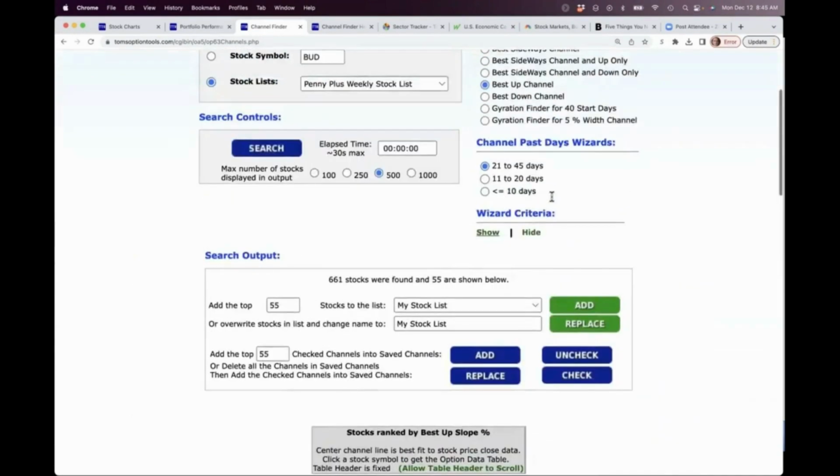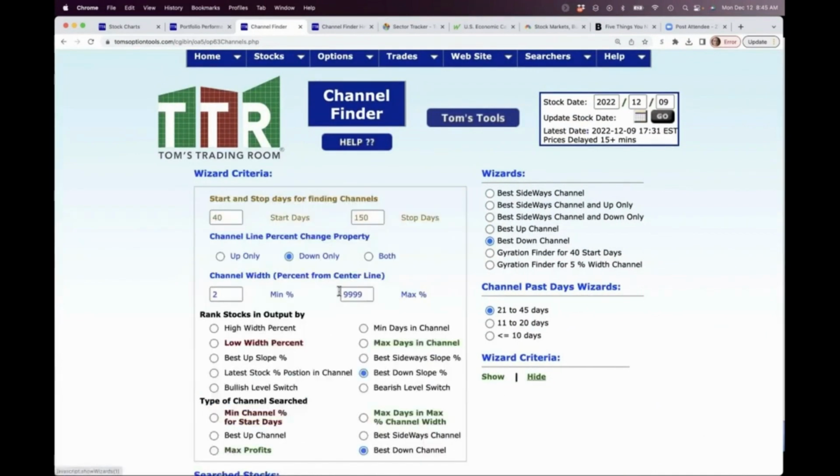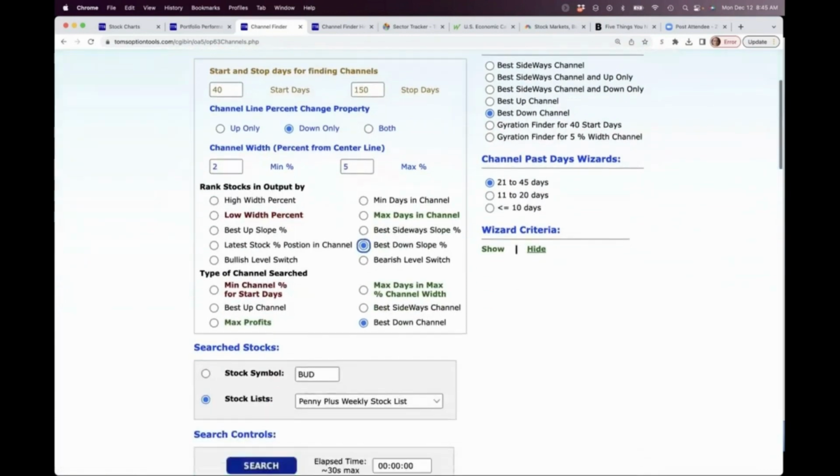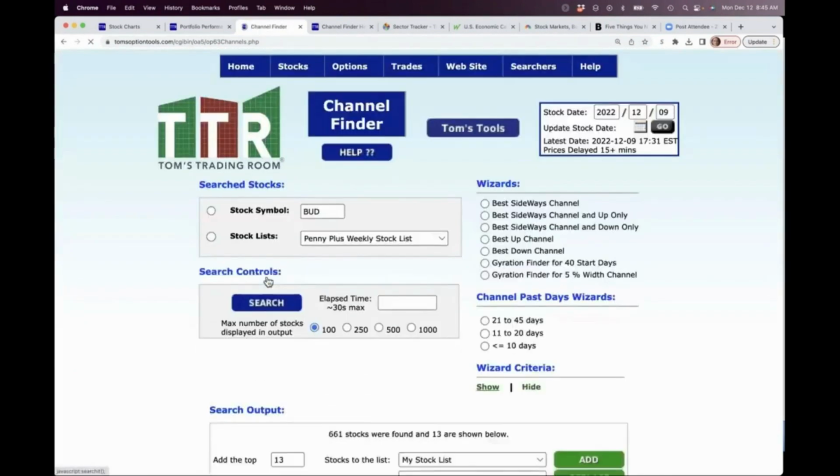Okay, let's do the bearish side. Best down channel. Click show. Change this to 5. And then let's hit search. See if we can see some bears, which I prefer.